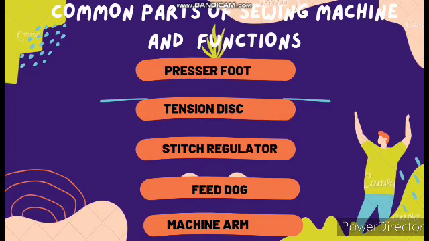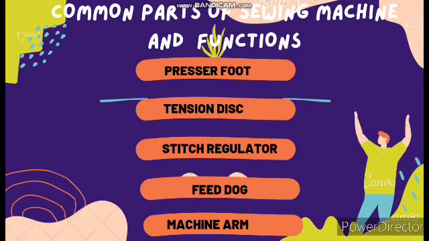Now the stitch regulator. Stitch regulators can be used to make stitches long or short. So it determines the type of stitch you want to use on your fabric. Whether you want to make it long or short, you make use of the stitch regulator. That's what it is used for. Now the feed dog. Feed dog helps to feed the fabric in the required direction, either backward or forward, using the teeth. If you look closely into the needle plate, you can see it there.